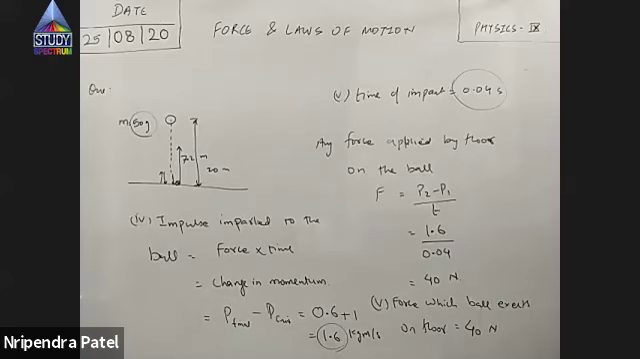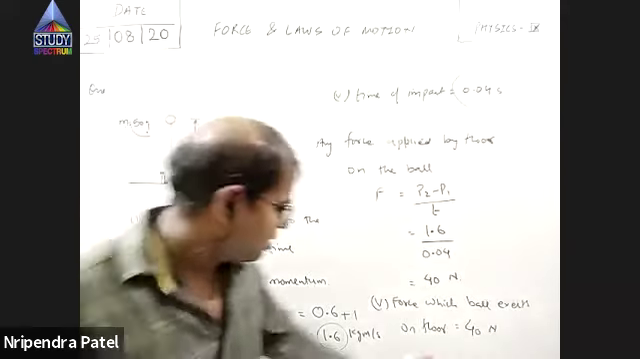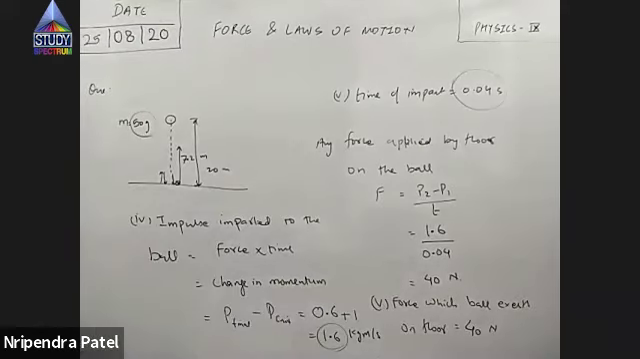It's third law of motion. Newton's third law of motion, action reaction, right? Floor applied on the ball, ball applied on the floor, that's it. Both are same. So force which the ball exerts on the floor is same as the force which the floor exerts on the ball. So answer is 40 Newton. That's it. All right.